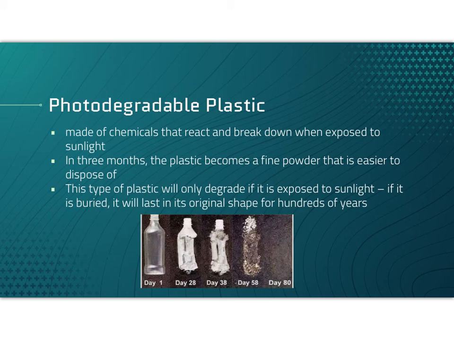Some other ways that we can break down our chemicals is photodegradable plastic. It's made of chemicals that react and break down when exposed to sunlight. In 3 months, the plastic becomes a fine powder that is easier to dispose of. This type of plastic will only degrade if it is exposed to sunlight. If it's buried, it will last in its original shape for hundreds of years still.